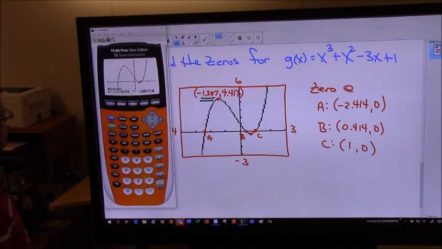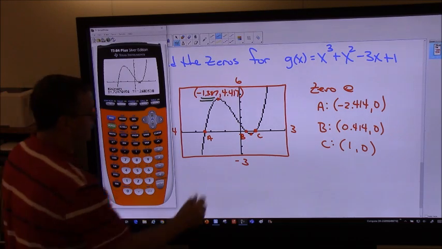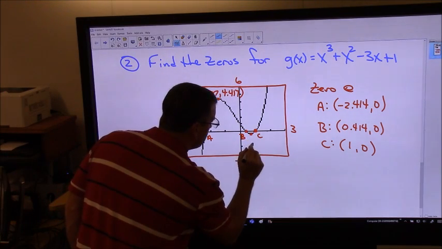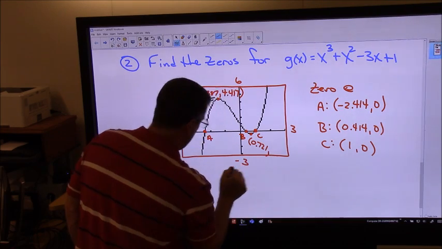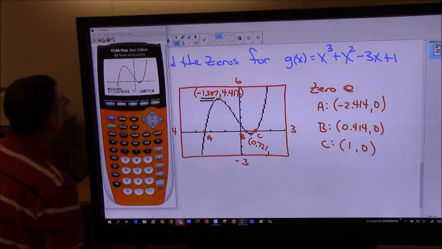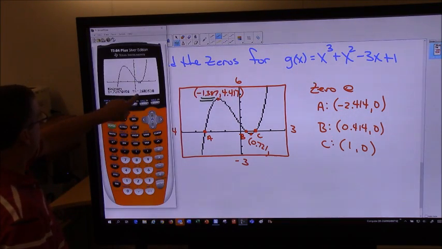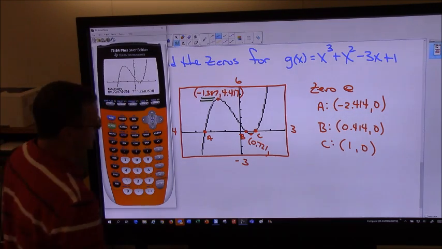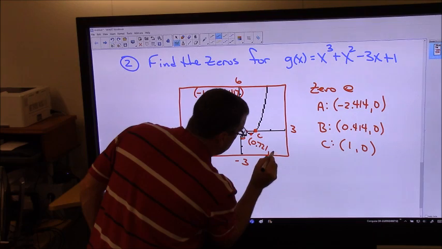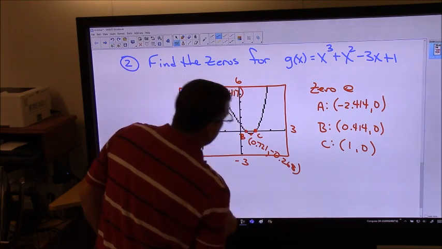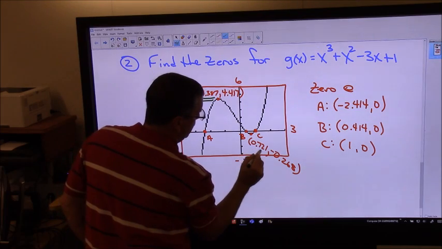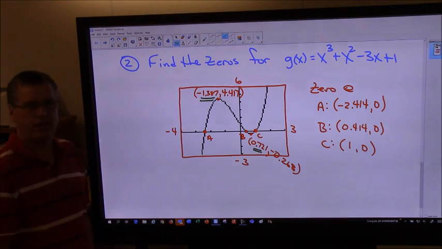Okay, 0.721, comma, and here I have a negative 0.268. And again, the only thing I'm interested in right now is that x value.